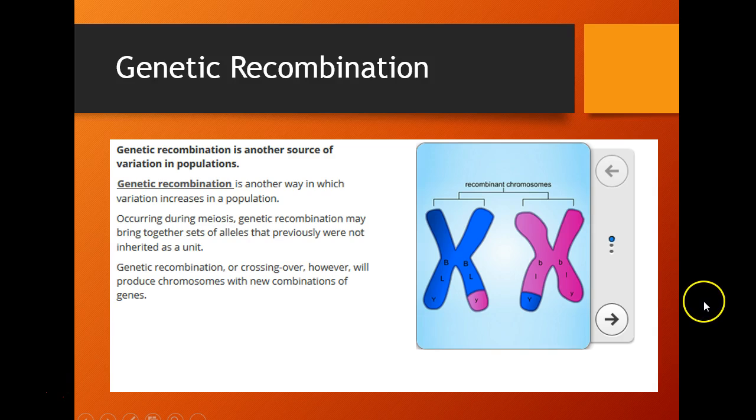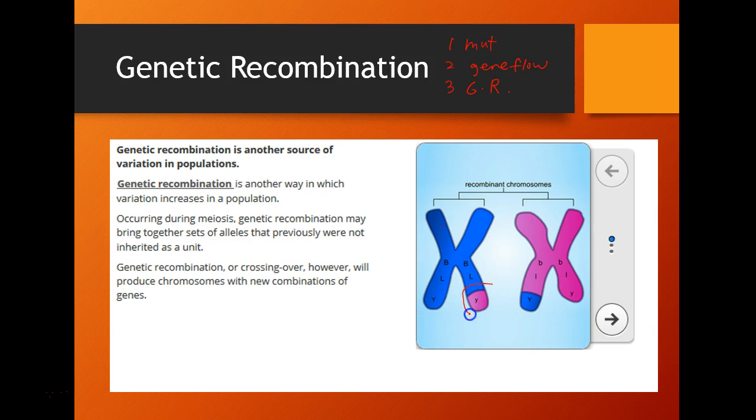Another source of variation, right? So this would be the third type. We have 1, 2, now we have 3. The first one was mutation. The second one was gene flow. And the third one is genetic recombination. And how this works is that we're actually switching up the genes in our homologous chromosomes. And the reason why this creates variation is because instead of just having all of your sex cells have the same exact genes, we now have different combinations.